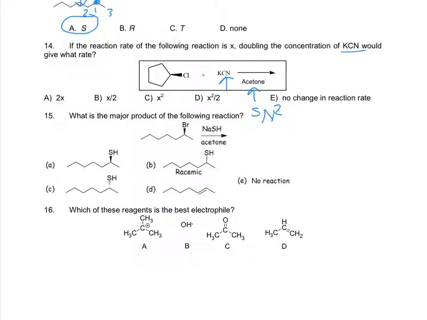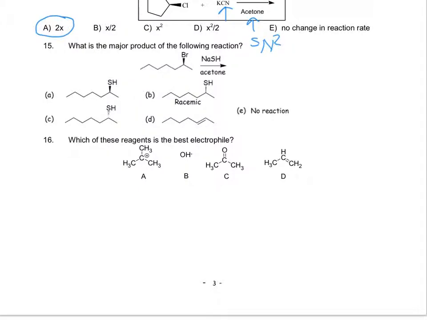And thus, if we double the concentration of the nucleophile, we should double the rate. We know that the nucleophile plays a role in the mechanism, so does the substrate play a role, so doubling either one of them should double the rate. So we would expect the rate to be twice as fast if we double the amount of KCN that's present.